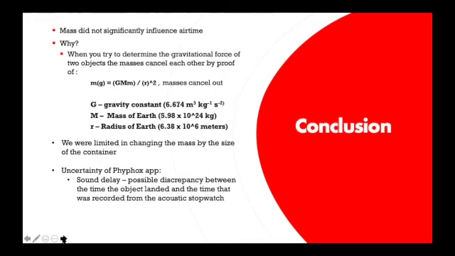Also, I had mentioned the metal bowl that this object strikes to turn off the stopwatch to get our time. It might have hit the edge of the parabola, which would change the height. And if that height changes, then our time changes. So that was also part of the uncertainty, the object itself falling into the metal tray and turning off the stopwatch.